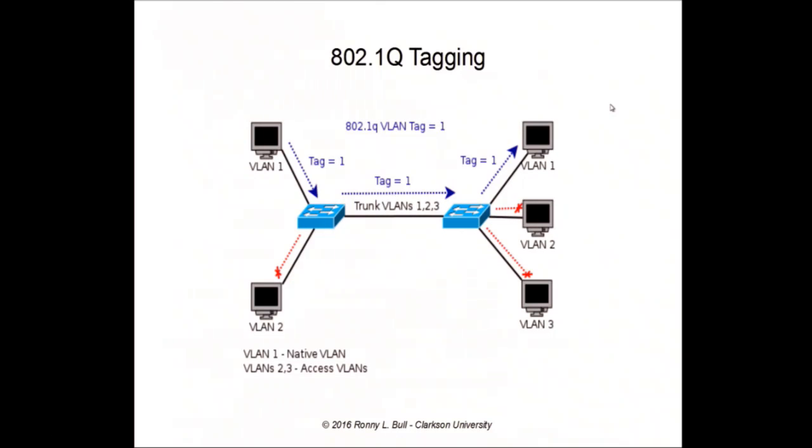So here we can see the normal flow of traffic. We're just using a single tag where it goes through VLAN 1, goes into that first switch, goes across the trunk connection still with that VLAN 1 tag, and then it goes into that system that's VLAN 1 on the other side. So basic normal flow of traffic. And we can see that the other VLAN 2 and VLAN 3 machines do not get that frame. It just gets blocked.